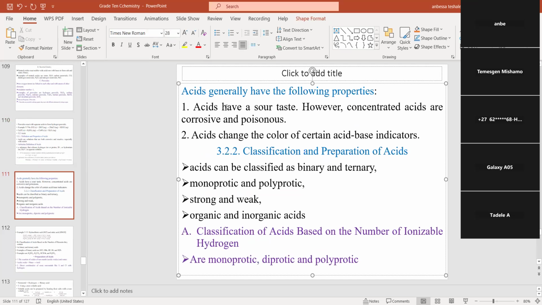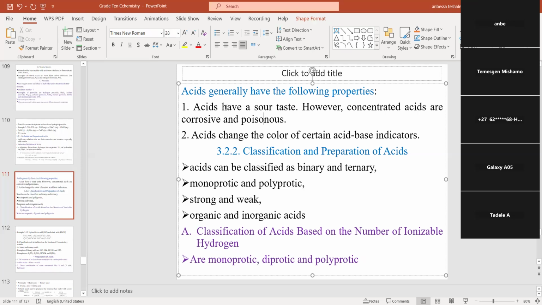ይሄ ማለት ግን acid always hydrogen መያዝ አለበት ባይ ነው። This is a narrow. Acid generally have the following properties. Acid have sour taste. The concentrated form of acids are corrosive and poisonous. Acid change the color of certain acid base indicators.